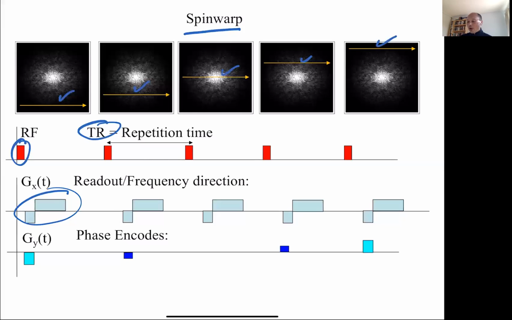Now, the selection of TR, you might think we always want to go as quickly as possible. It turns out that that is not the case, and we'll find out in a later lecture why sometimes you want to pick TR to achieve a certain image contrast. And if you pick TR too long or too short, it also has consequences. So there are some limitations that we'll talk about. But for now, as we're talking about the imaging process, just know that in the spin warp, we're going through line by line by line.